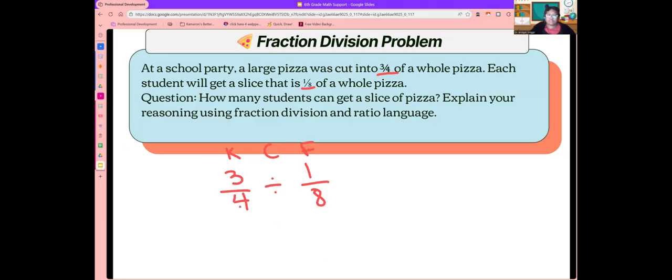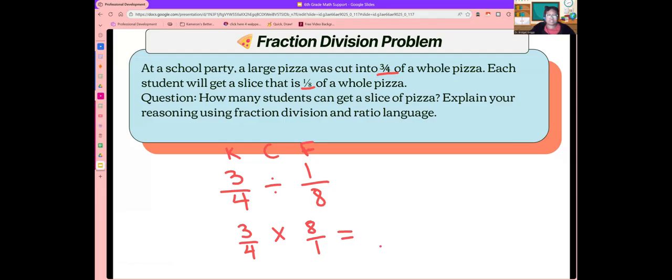So we keep the first fraction. So in this case, we would keep 3/4. We would change the division to multiplication. And we will flip the second fraction. In this case, we will flip 1/8 to be 8/1. At that point, it's just simply multiplying fractions.